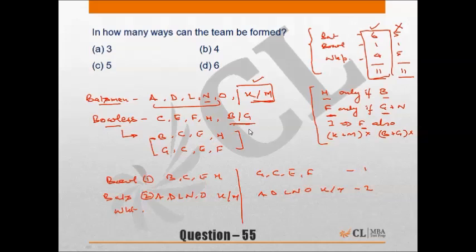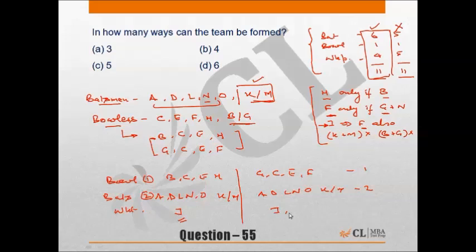The only condition with respect to wicket keepers we have is that if I is there, then F also is there. That means I cannot be in a team which does not contain F. So in this first combination, I cannot be there, only J has to be there as a part of the team. F is missing, hence only J is possible in this team.